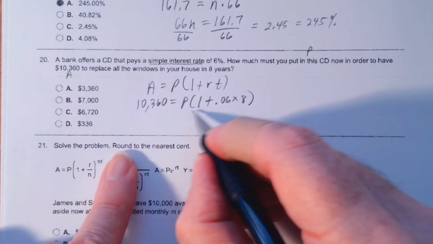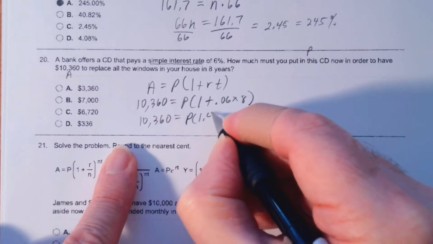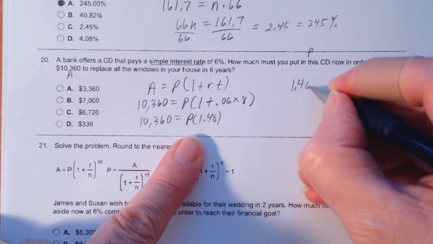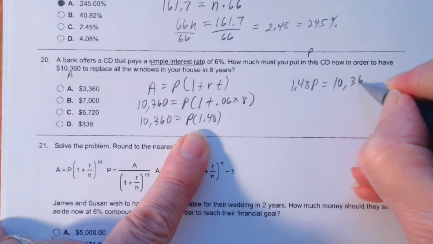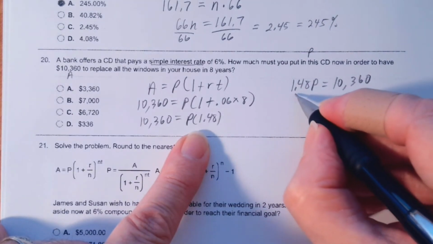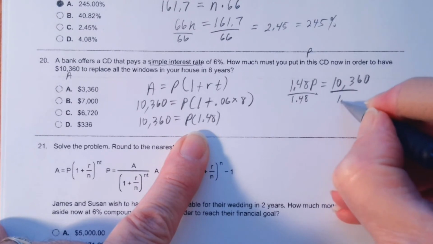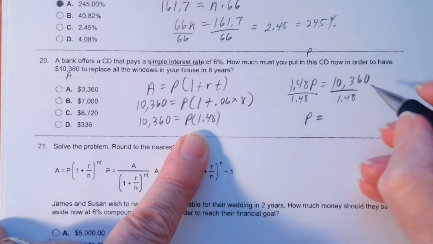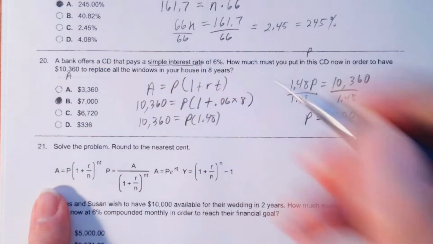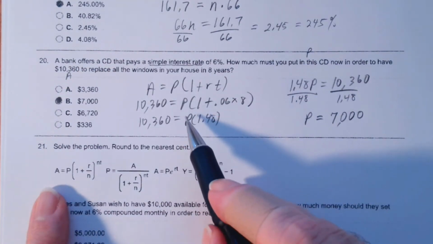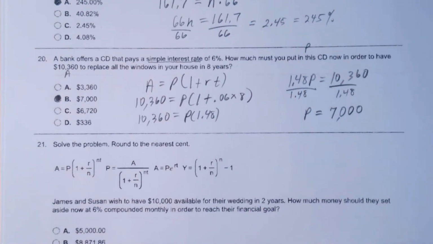And so if you multiply this out, you get 10,360 is equal to P times 1.48. So what we really have is 1.48P. Notice I like my variable on the left. It really doesn't matter though. I'm just switching sides here. And so again, we have some number times P. To get rid of that number so we can get P by itself, we'll divide each side by 1.48. And so we get P is equal to $7,000. And by the way, you could always plug in 7,000 here and multiply by this, and you should get 10,360. You can verify that is true.